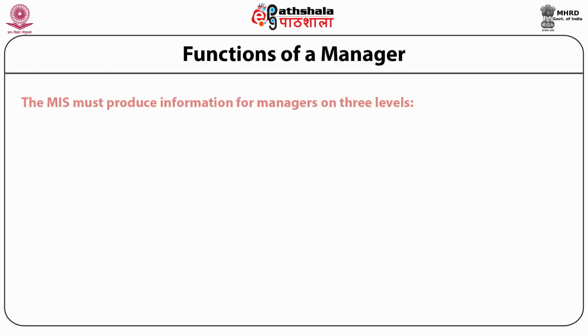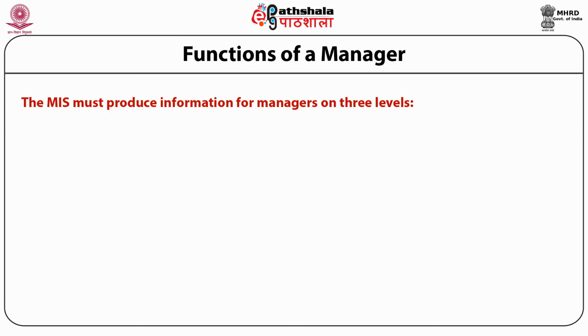So we see that the role of the MIS is therefore to provide a manager with sufficient information to make informed decisions to help him or her to carry out the five major functions of every organization, which are planning, organizing, coordinating, decision making, and controlling. The MIS must produce information for managers on various levels.